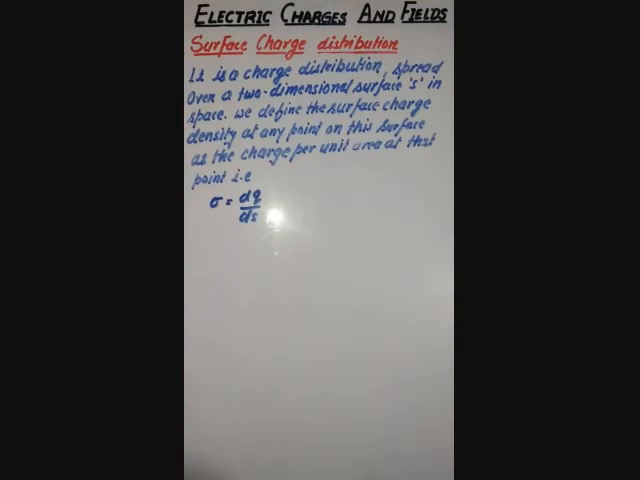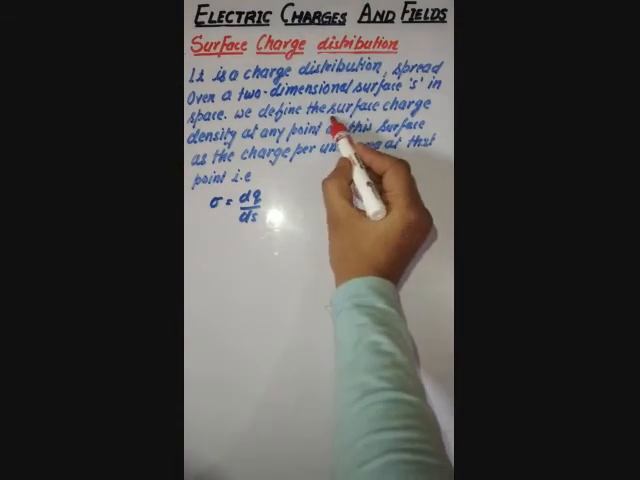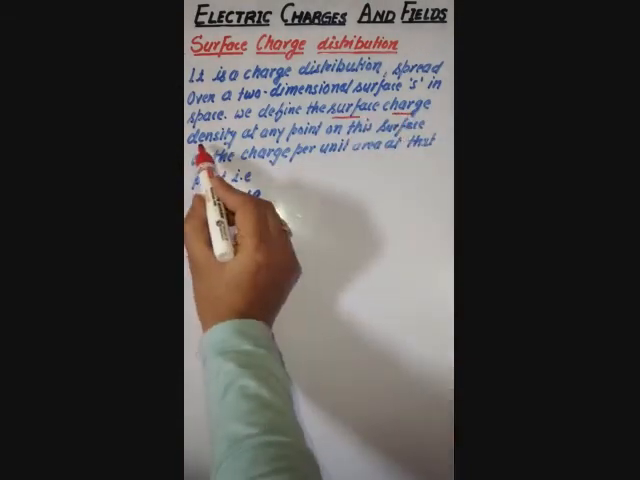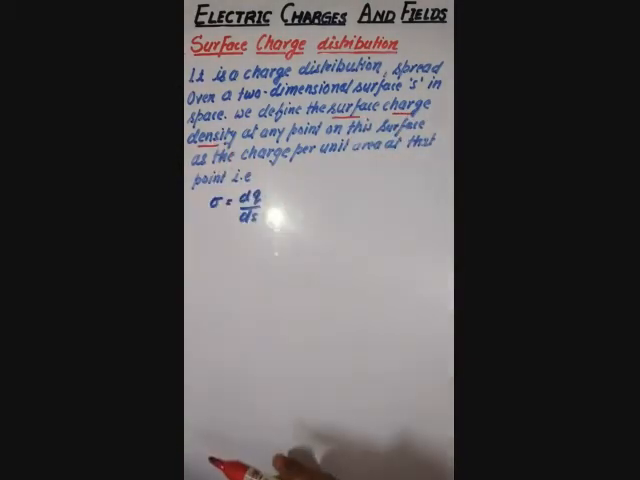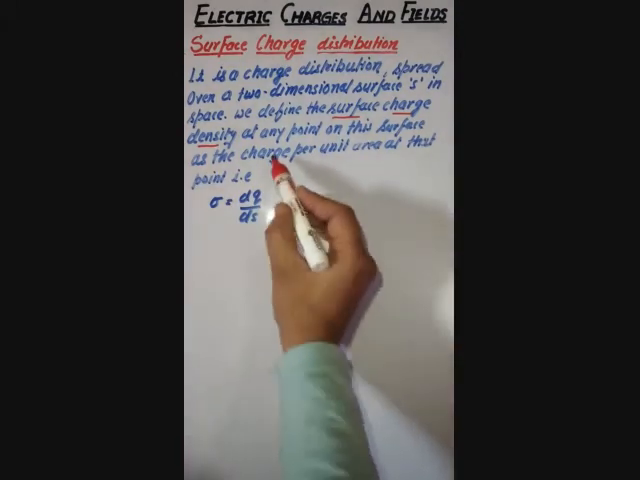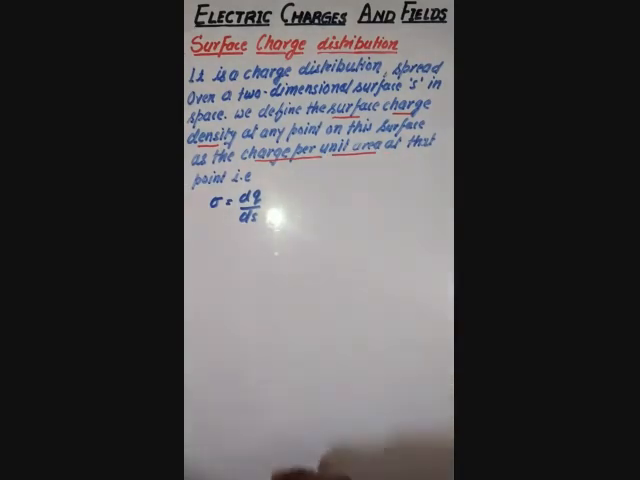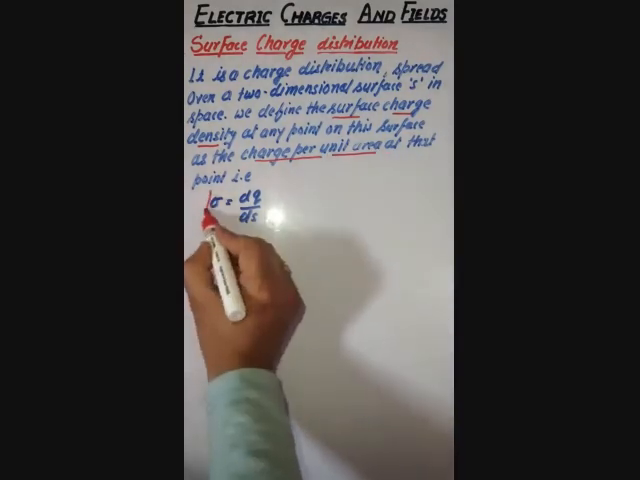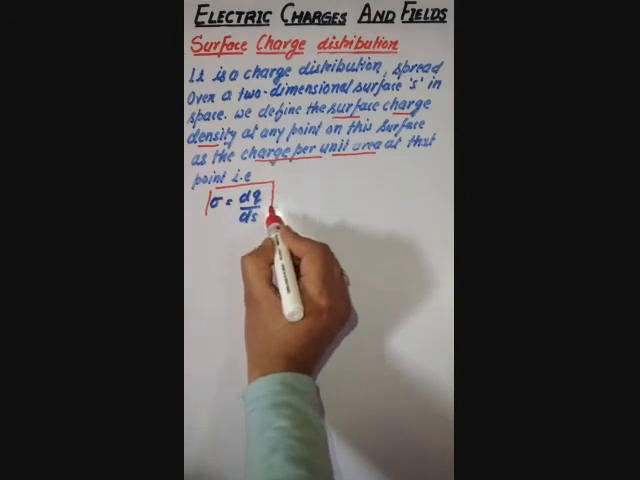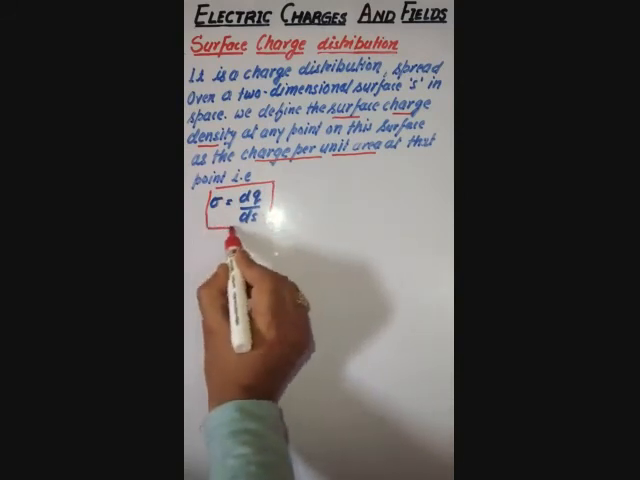It is a charge distribution spread over a two-dimensional surface S. In space, we define the surface charge density at any point on the surface as the charge per unit area at that point, which is sigma equals dq upon ds.